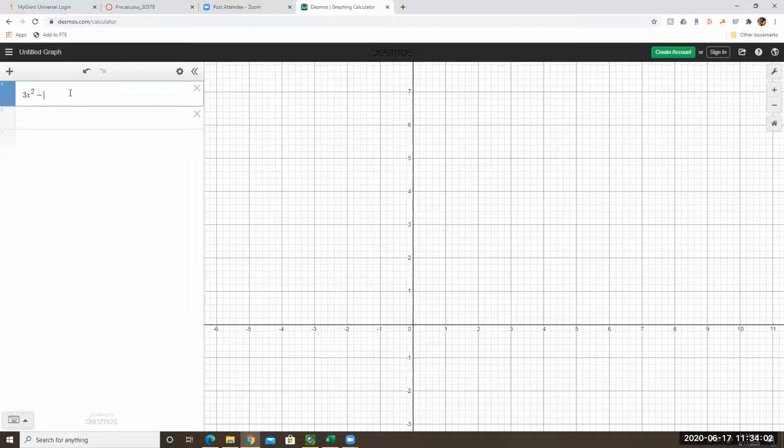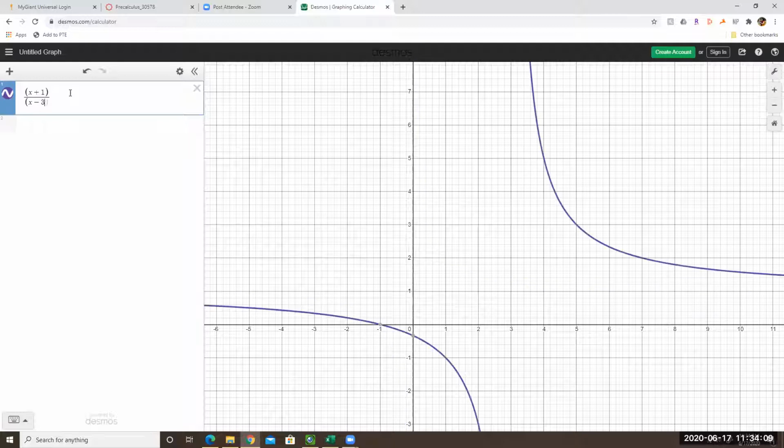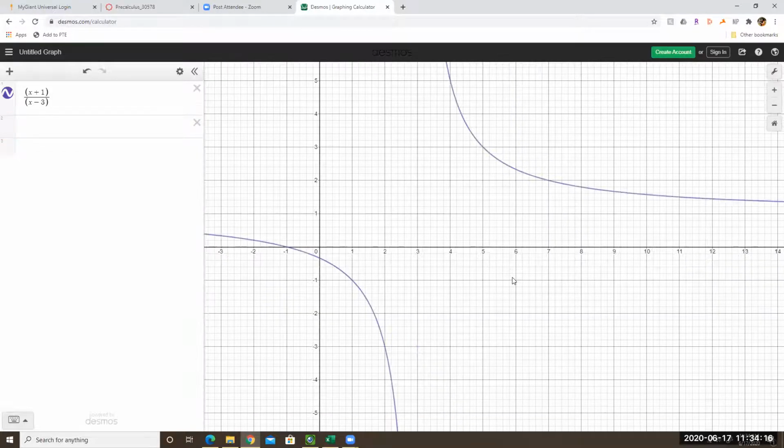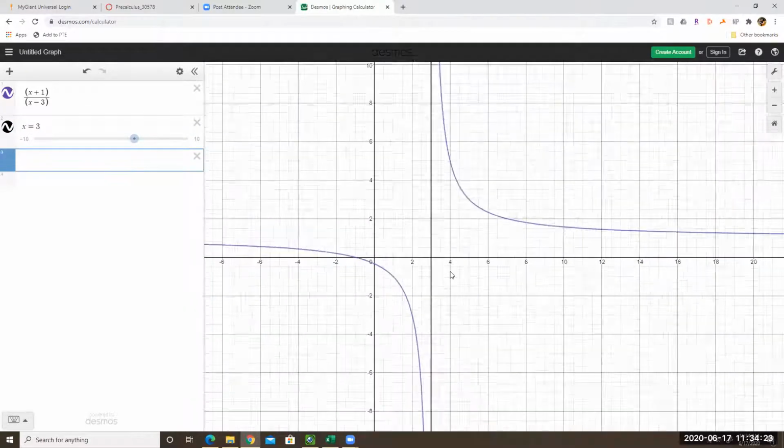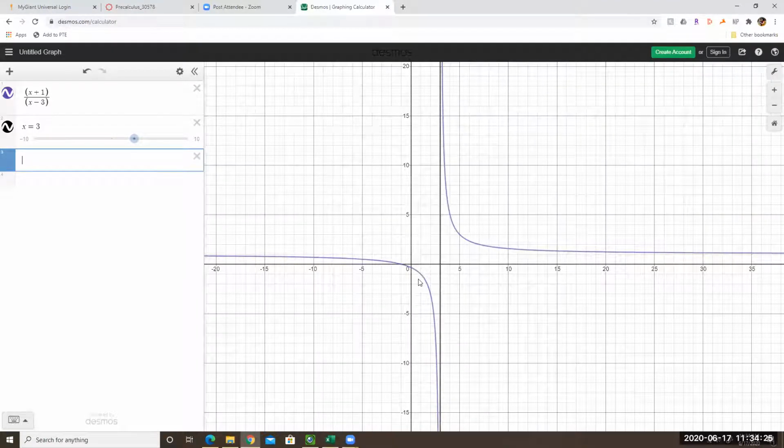Let's look at x plus 1 over x minus 3. We were interested here in the limit as x approaches 3. So maybe let me just put x equals 3 on here so that we can see it. But yeah, limit as x approaches 3 seems like from the left we were going to negative infinity, from the right we were going to positive infinity. That confirms our suspicion for sure. So the limit does not exist in that case.